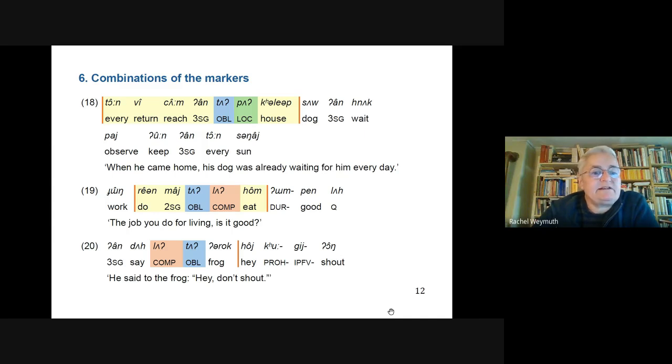Then in 20, we have: he said to the frog, hey, don't shout. We had before the verbs of saying that usually use ta, and here is also la, but I don't know so far why it is used. Maybe it's simply the preference of the speaker.